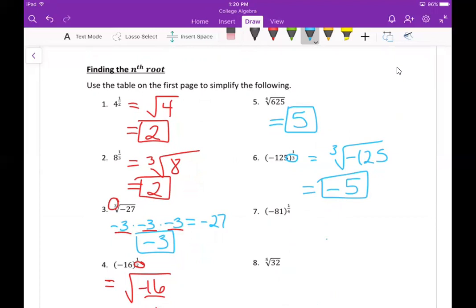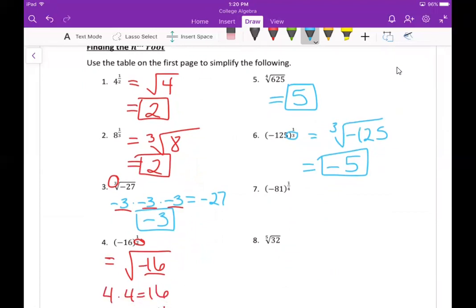On number 7, we see another negative number. We check our root, and immediately, since that is an even number, it's a 4th root, we know we cannot take a negative number and take an even root. So this is not a real number.